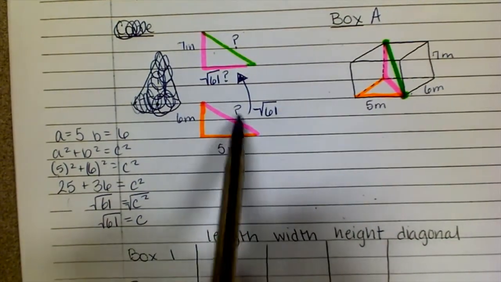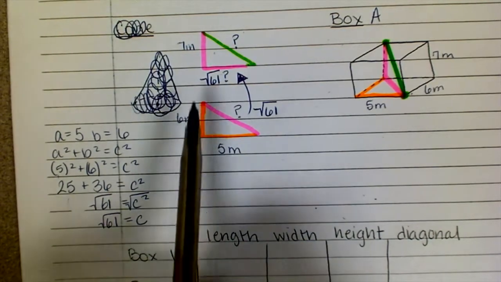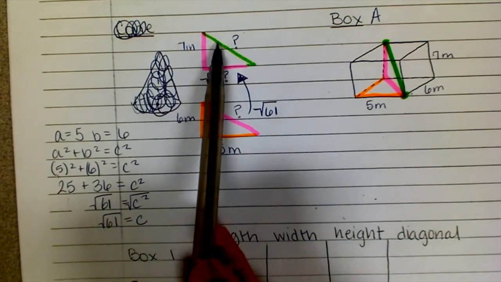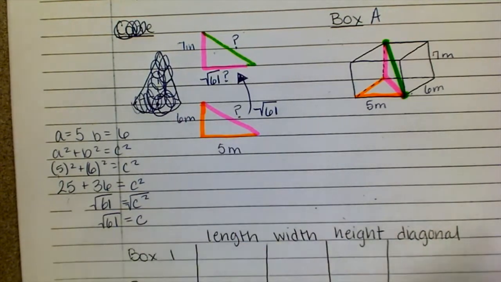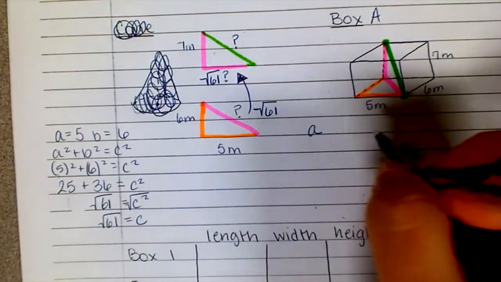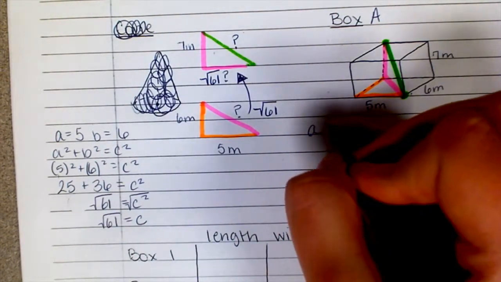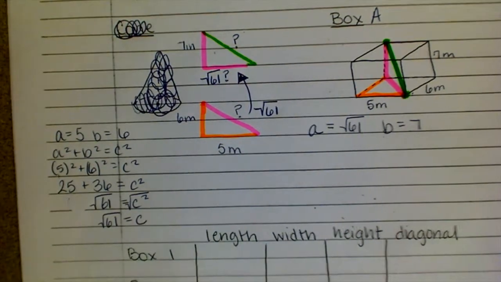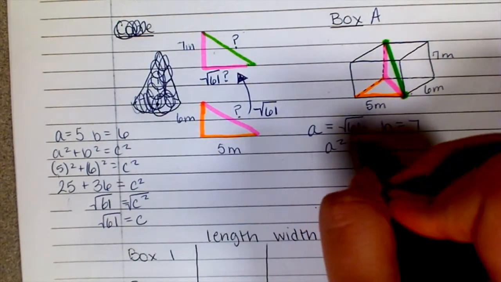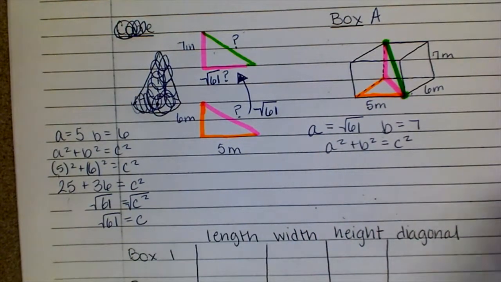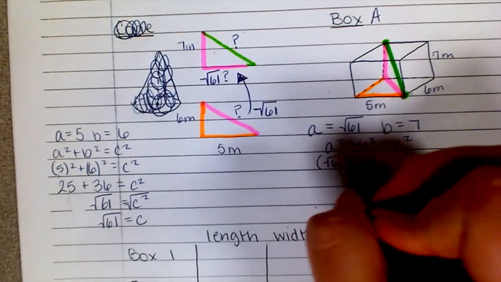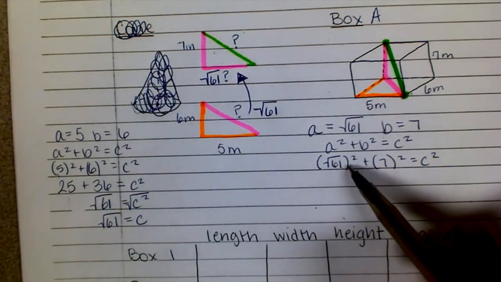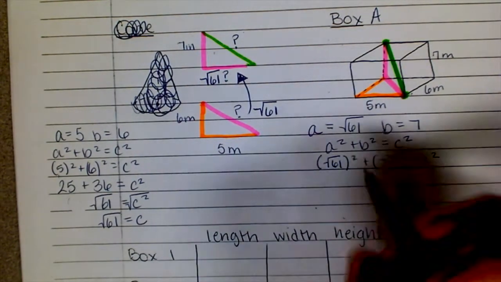So now that we know all 3 sides to this triangle, that gives us our second leg to this one. Now I can find the green hypotenuse. Our side lengths are A is equal to the square root of 61 and B is equal to 7. We do the Pythagorean theorem and we substitute in. And the square root of 61 squared is just 61.